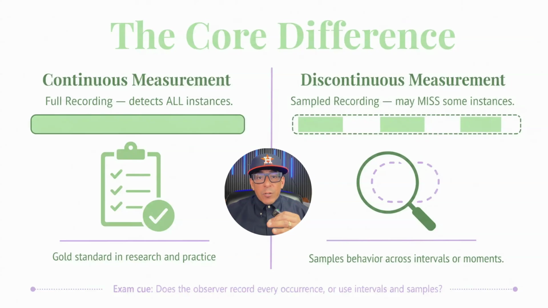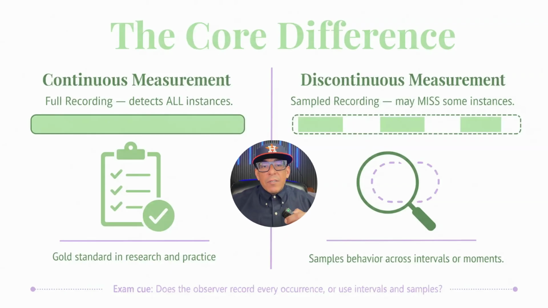If your data capture every response, that is one thing. If your data samples moments or intervals, that is something else. That difference matters. C5 is asking you to distinguish continuous and discontinuous measurement procedures.